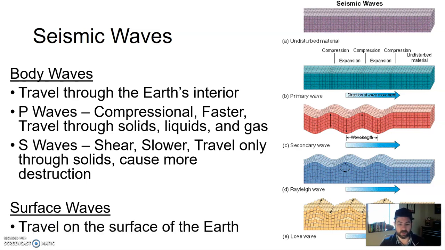Surface waves travel on the surface of the Earth. You have things called Rayleigh waves and Love waves. Their movement is highly variable. Yes, it causes destruction as well, but as far as studying and measuring earthquakes from a scientific aspect, we don't really need to touch on surface waves at all. So again, most of our understanding and calculations when studying earthquakes will be around primary compressional waves or secondary shear waves.